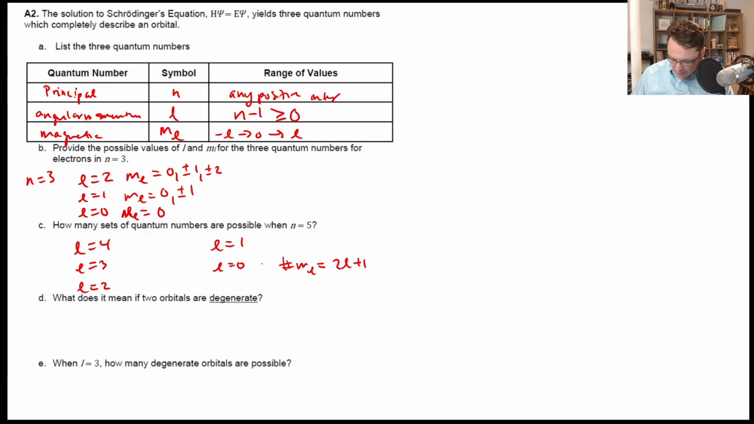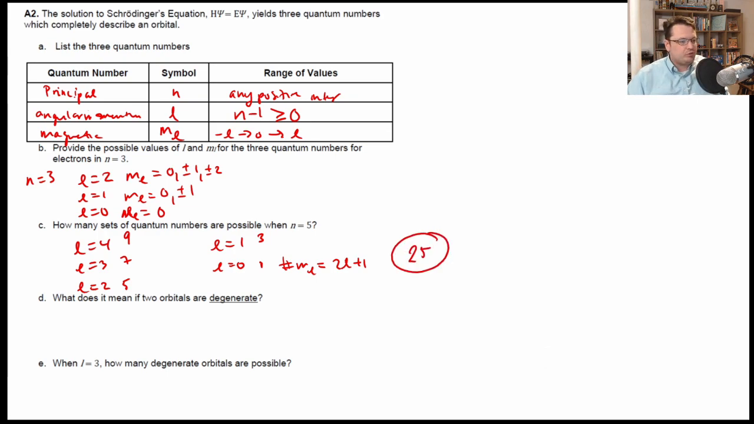So 2L plus 1 for L equal to 1 is 2 times 1 plus 1, which gives us 3. L equal to 2 gives us 5, then 7, 9. It always goes up by 2, because you're always adding one more plus or minus to the system. So you have 9 plus 7 plus 5 plus 3 plus 1, and that comes out to 25.